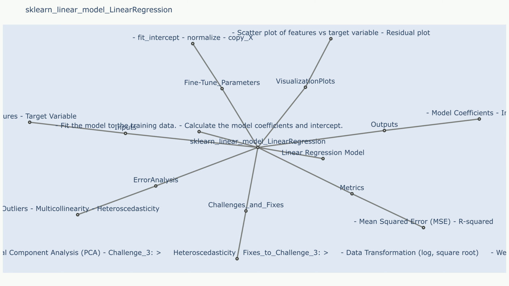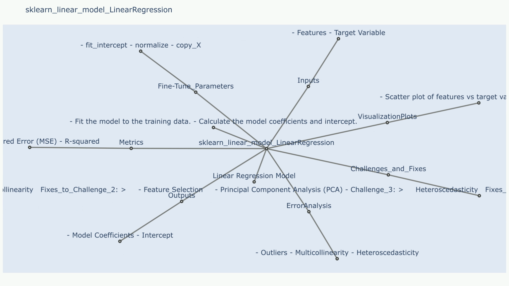Challenge 3: nonlinear relationships. If the relationship between features and the target is not linear, linear regression may not be the best choice. Sample use case that resulted in challenge 3: a relationship between features and the target that resembles a curve or a more complex pattern. Fixes to challenge 3.